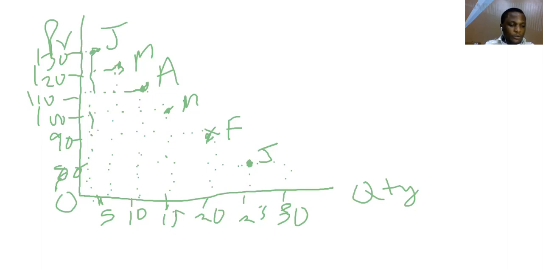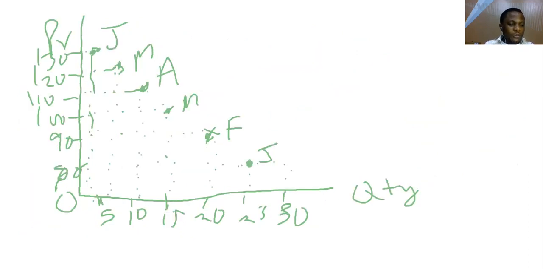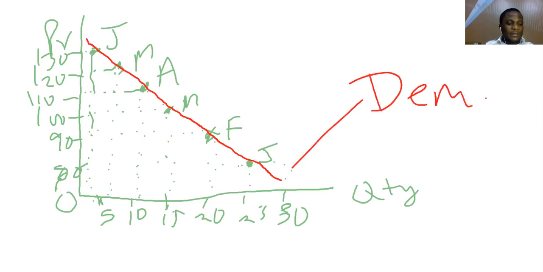Back to the first slide, we can see from 80 to 130 and from 25 to 1. So I can join these points, and I will draw. Look at it. So this becomes my demand curve. From this graph alone, you will be able to discover that the demand curve is downward sloping from left to right, and that obeys the law of demand.